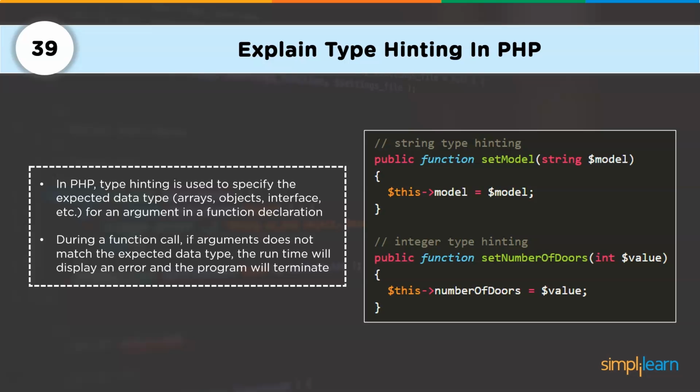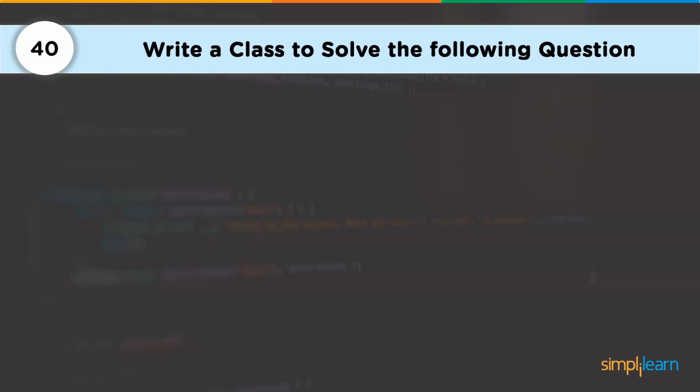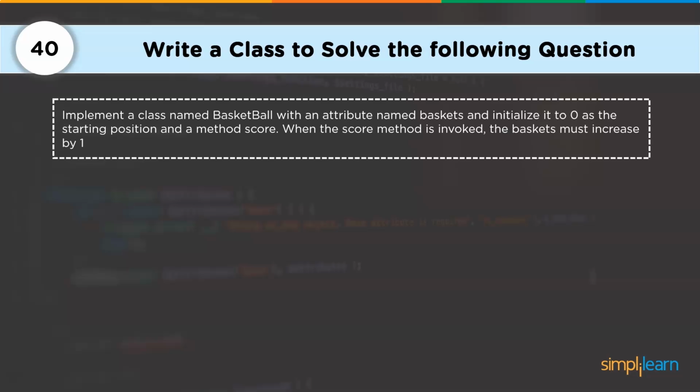So moving on to our final question of this video, write a class. So yes, this is a kind of assignment for you guys. What you need to do is write a class to solve the following question which I'm going to say. Implement a class named basketball. We all like basketball, right? So implement a class named basketball with an attribute named baskets. You have to create an attribute named baskets and initialize it to 0 as the starting position, and then create a method named score. Now when the score method is invoked, the baskets must increase by 1.